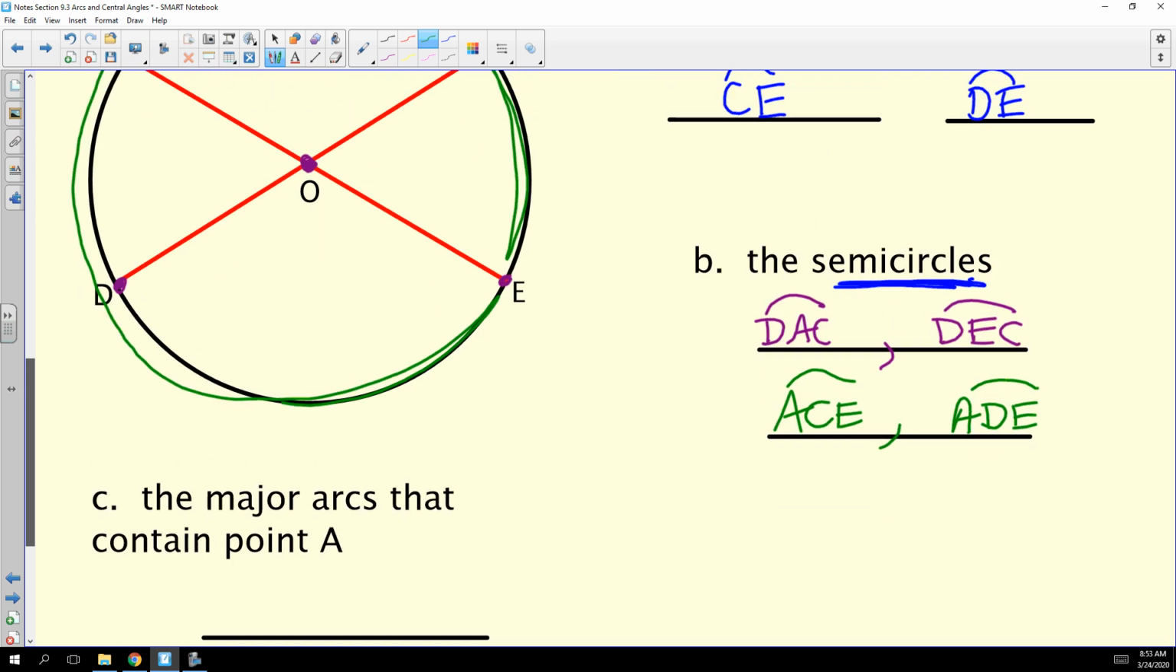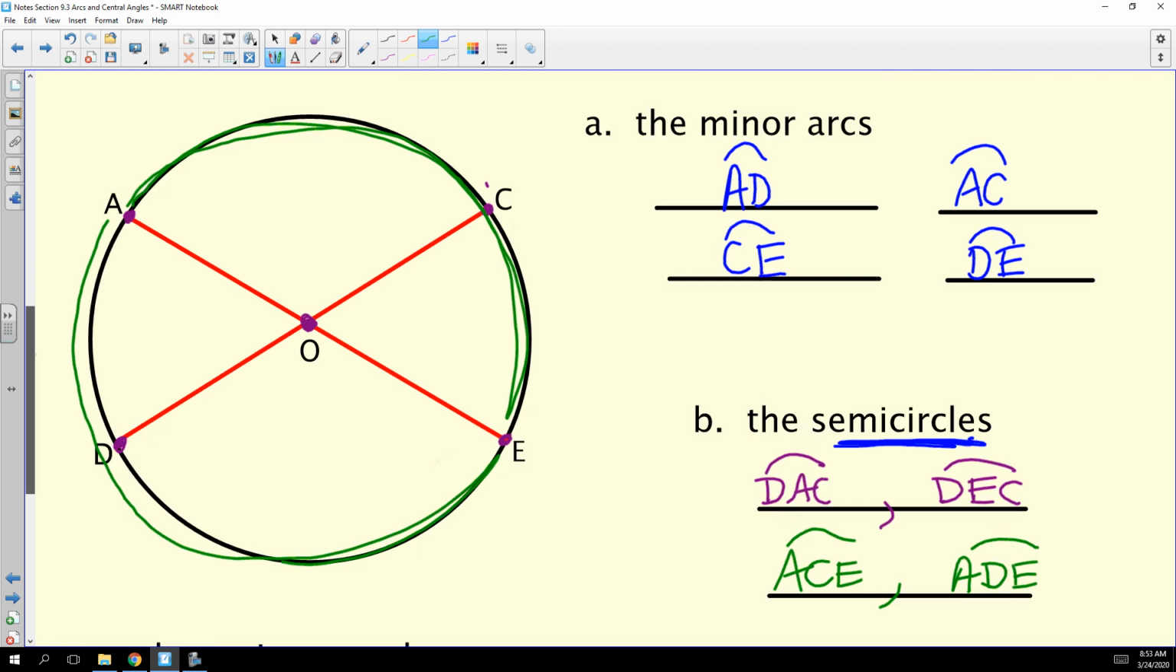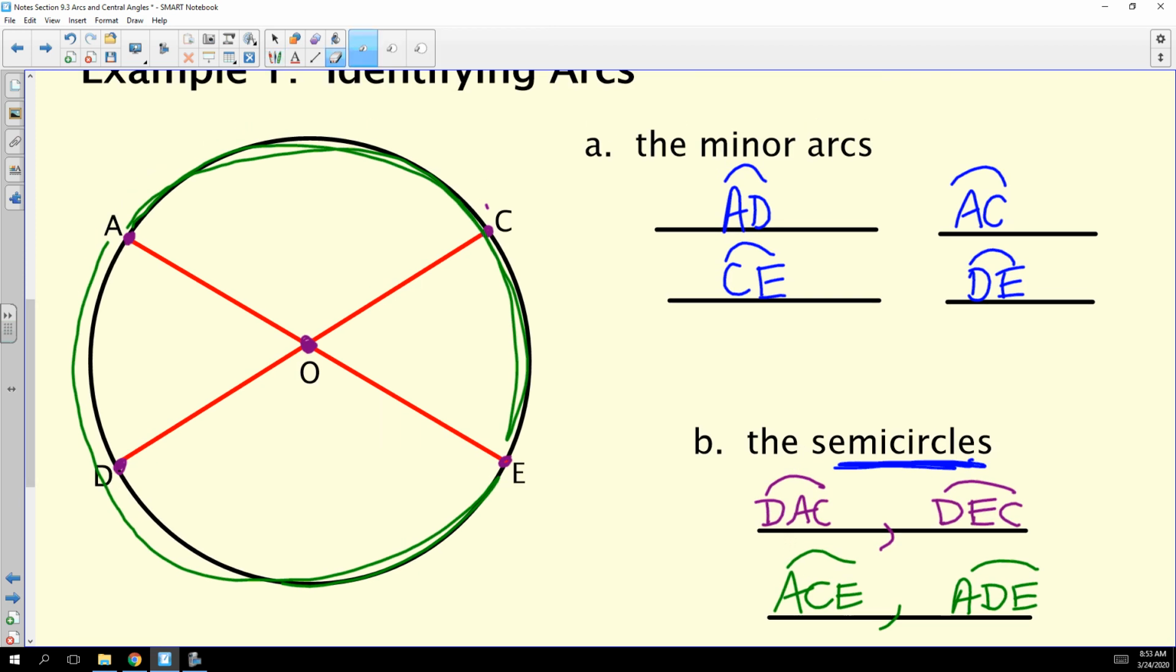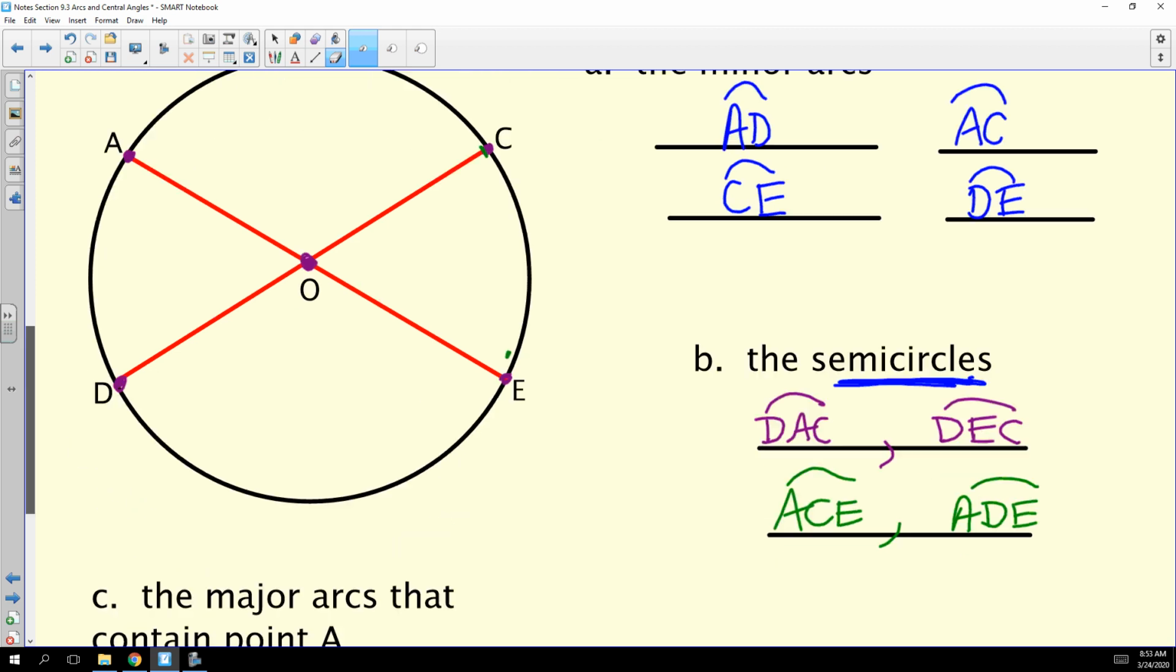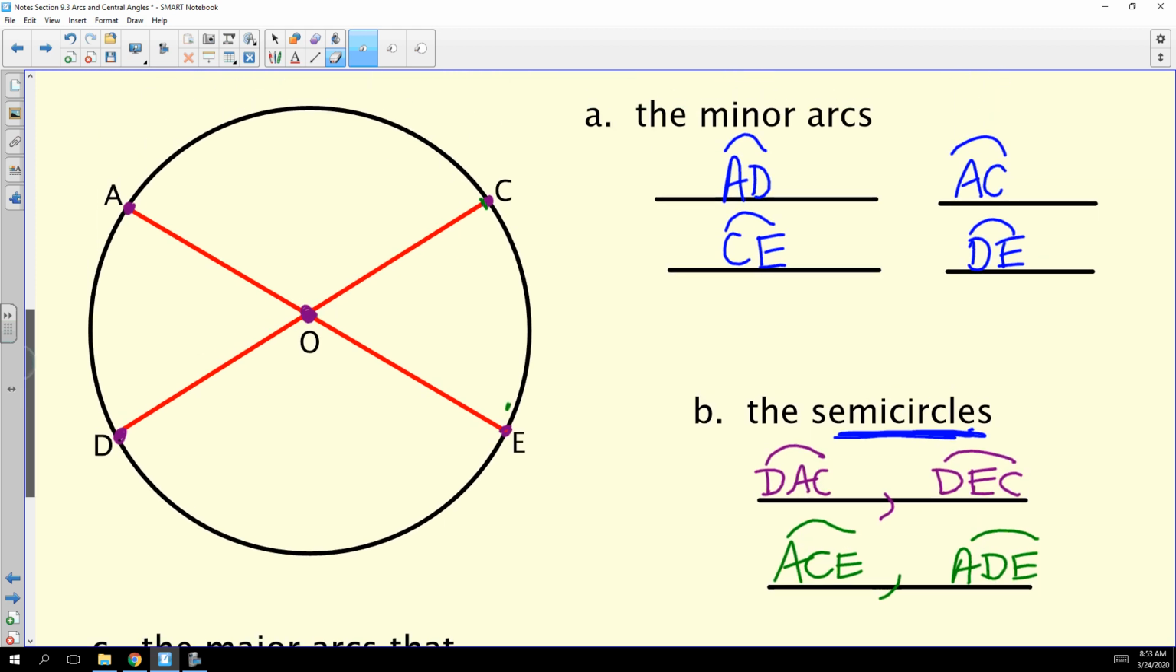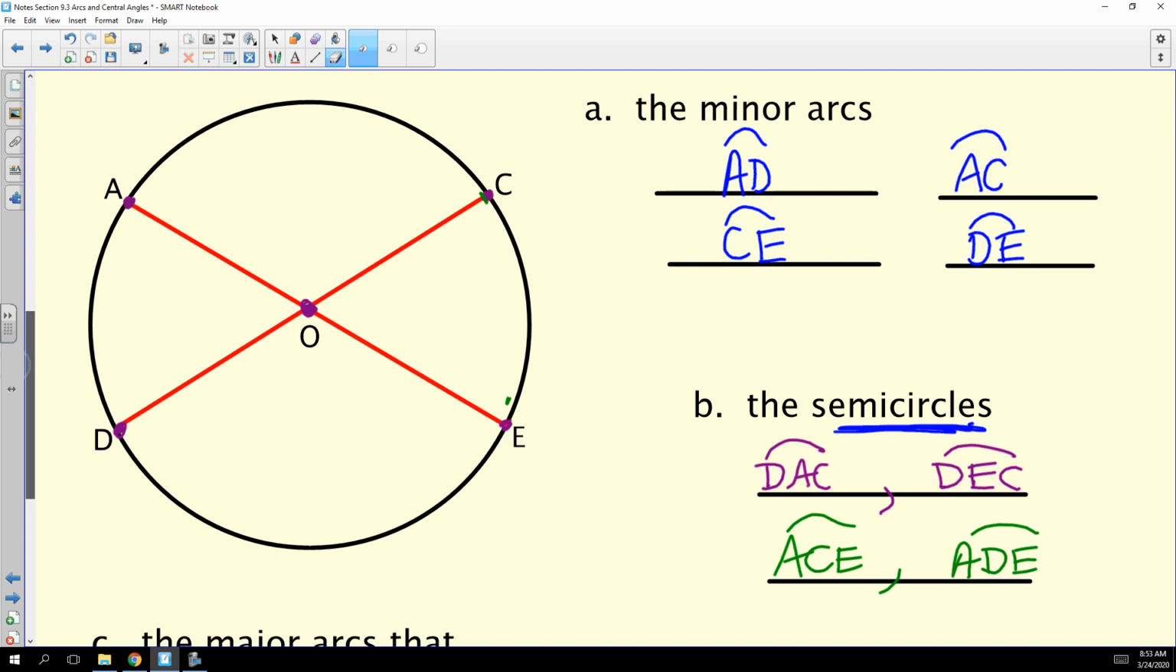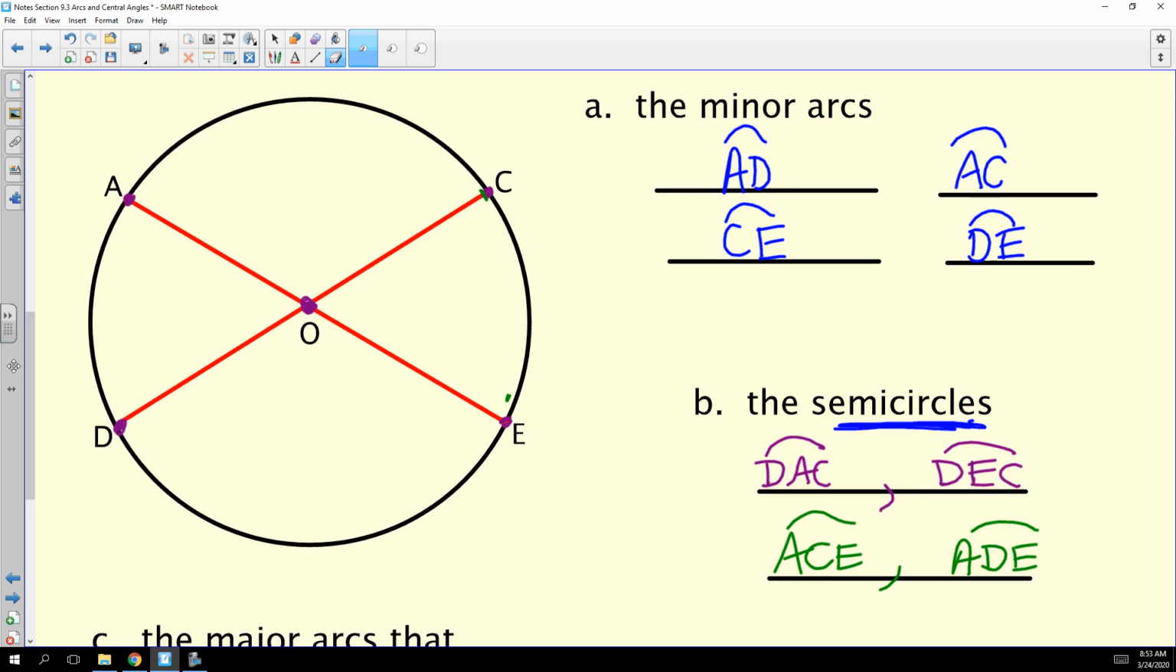Some major arcs. So this is going to get a little more troublesome, and I'm going to have to erase these semicircles right here. So I'm going to clear that and clear that because there's definitely a lot of major arcs, and I'm probably not going to name every single one. But a major arc, the key thing is make sure that it's bigger than a semicircle.